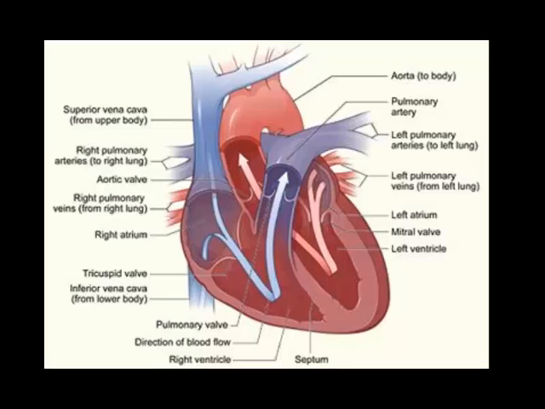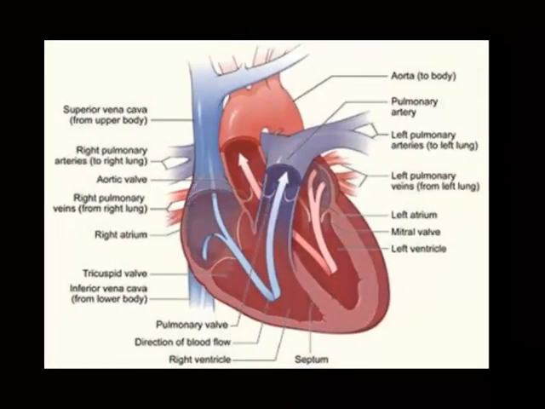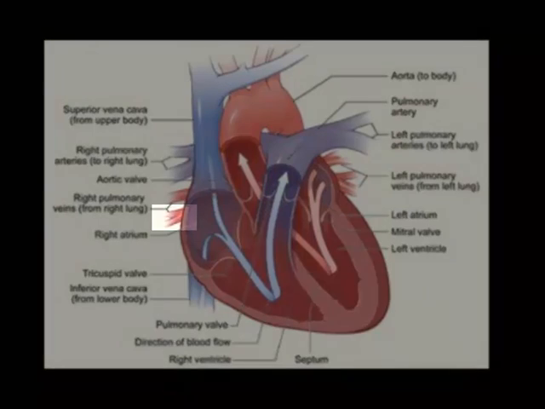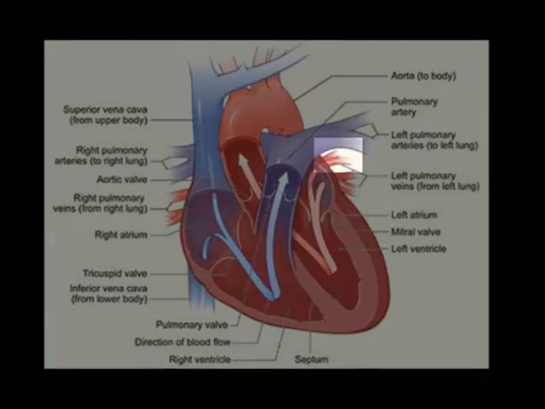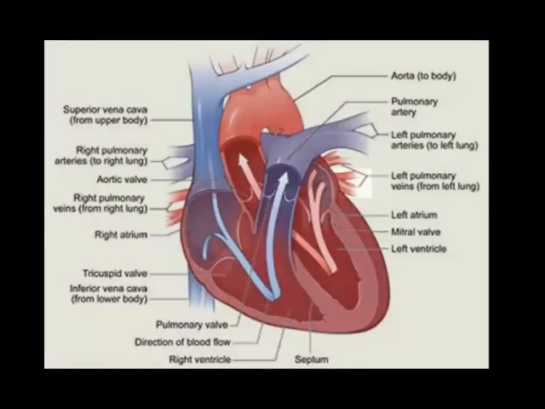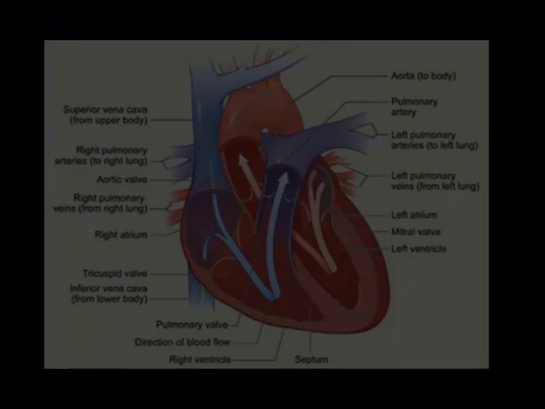The pulmonary veins, there are 4 in all. We have 2 superior and 2 inferior. We have the right superior pulmonary vein, which collects from the upper lobe of the right lung. We have the right inferior, which collects from the right lower lung lobe. We have the left superior, which collects from the upper lobe of the left lung, and the left inferior, which collects from the inferior lobe of the left lung.